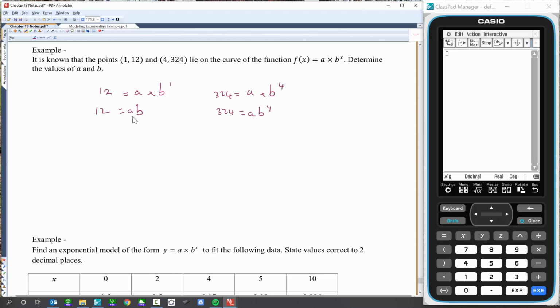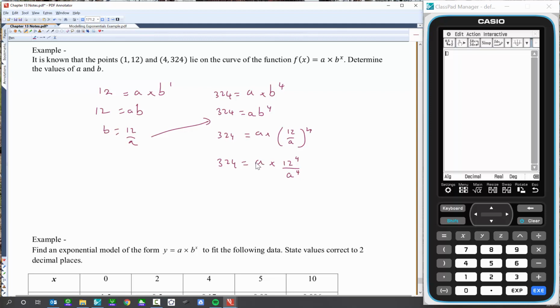Well, what I'm anticipating here is let's solve this for b. So let's just try solving it for b and see what happens. I'm going to go b equals 12 on a, and then I'm going to sub b equals 12 on a into this. And again, let's just see what happens. 324 equals a times 12 on a to the 4. Okay, now we've got 324 equals a times 12 to the 4 over a to the 4.